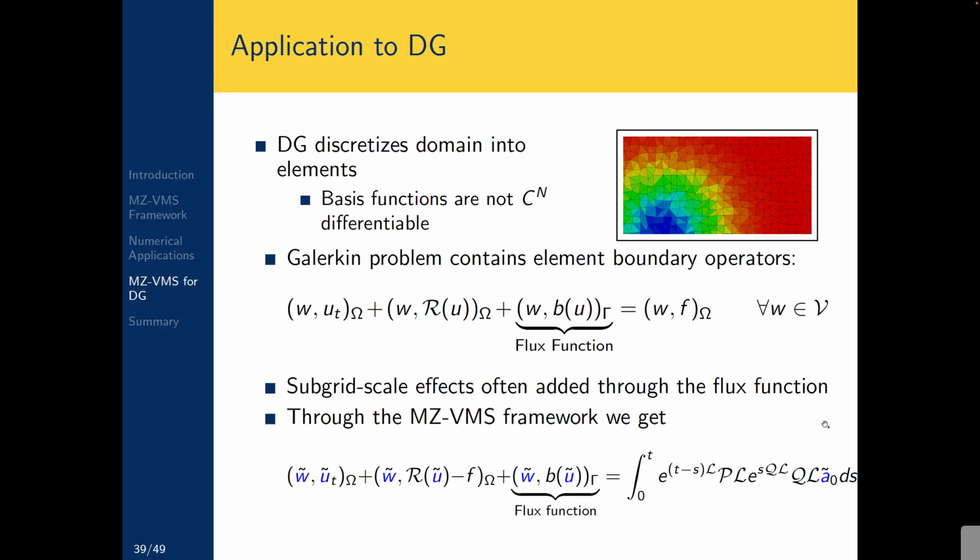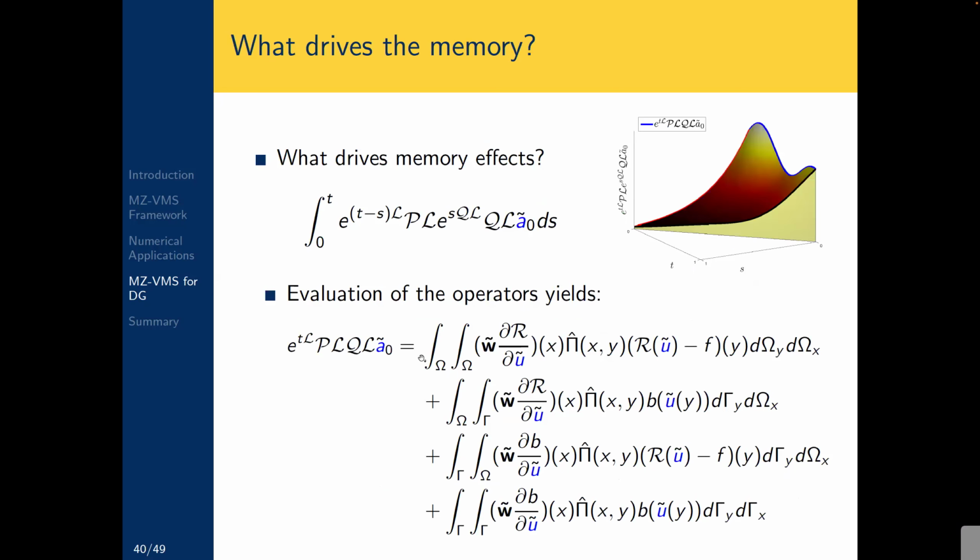If you work through the MZ framework, you get the same kind of process where you have this coarse-scale equation. It's going to have your flux functions. You're going to have this memory term. But now if you unpack the memory term, you end up with a bunch of different operators. You have 4 types of operators that show up if you unpack what is going on in that tau model. The main thing I'll highlight is that these terms include permutations of the strong residual operator as well as the flux operator. So you have residual contributions and flux contributions to your memory term. In particular, the flux contributions are quite interesting.